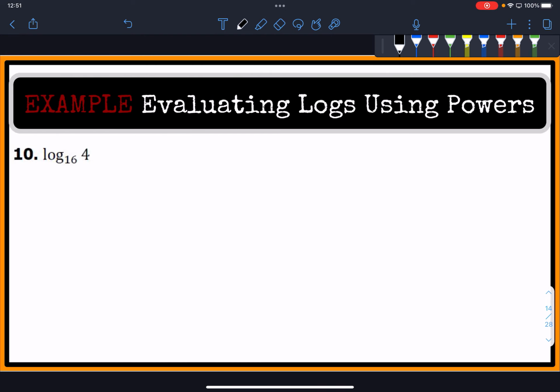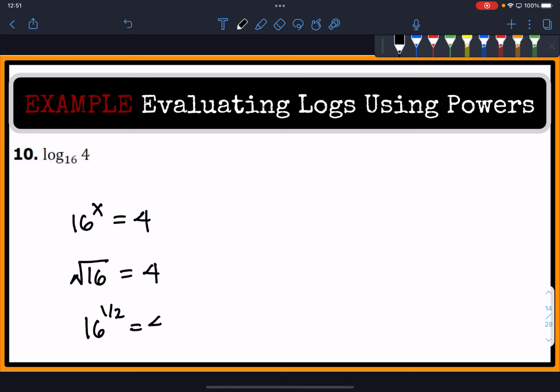Now let's look at this one. In this situation, 16 is our base, and we want to raise 16 to some power to equal 4. Well, the only way to get 4 from 16 is if I take the square root of 16. The square root of 16 is equal to 4. Now in terms of exponents, the square root of 16 is equivalent to raising it to the 1/2 power. So here, our exponent would have to be 1/2. So this is the value of this log. The log base 16 of 4 is equal to 1/2.